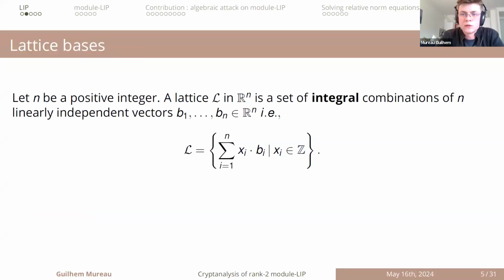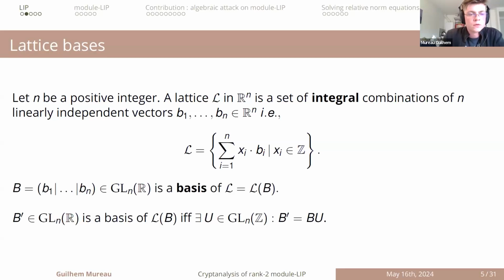Let me fix a positive integer n. What I call a lattice in R^n is a set of integral combinations of linearly independent vectors. The data of the vectors, the concatenation of the b_i, is an invertible matrix with real coefficients, called a basis of the lattice. In practice, we always represent a lattice by one of its bases. And of course, the basis is not unique.